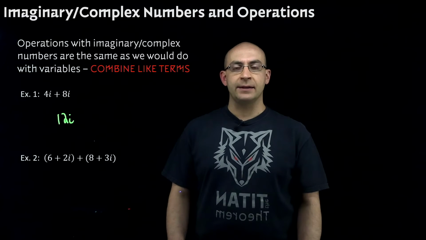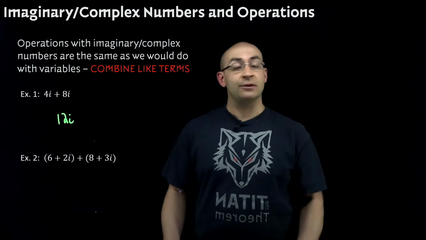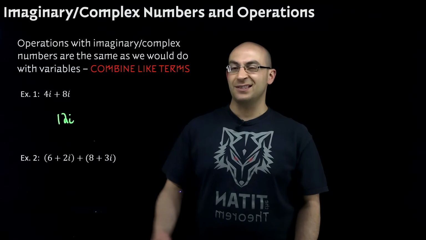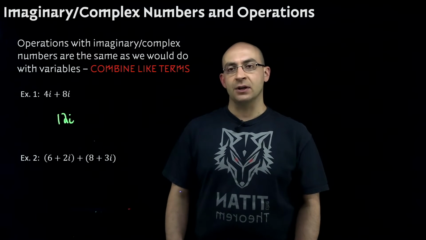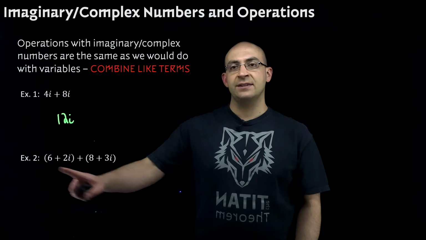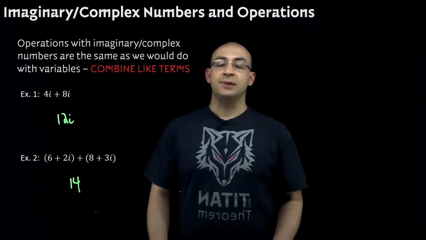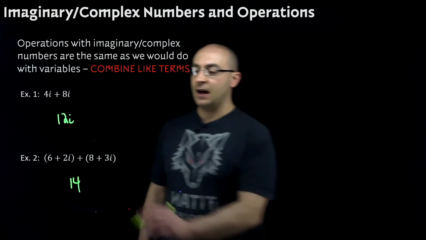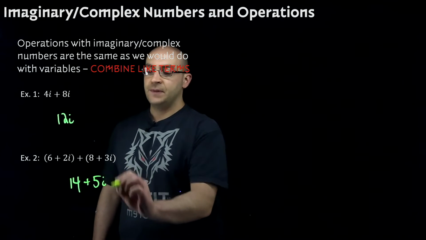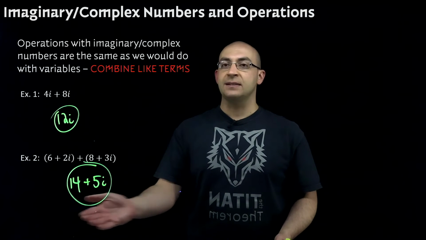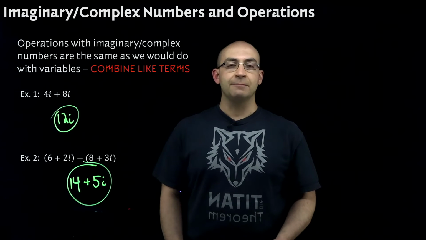Example 2. A little bit more complex, but we're still going to be adding together two expressions. Because there's a plus sign in the middle, we know that the parentheses just drop, and we combine like terms. So I've got a 6 plus 8, which is 14, and a 2i plus a 3i, which is 5i. And that's going to be our final answer, because it's already in the form a plus bi. So I'm good to go there.